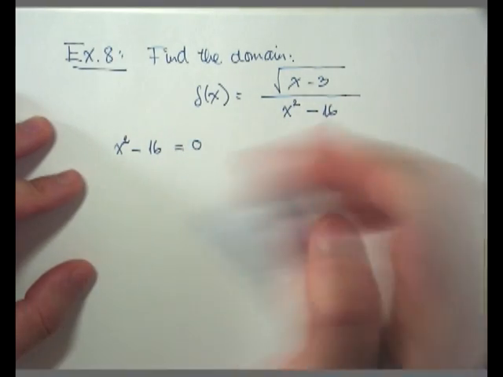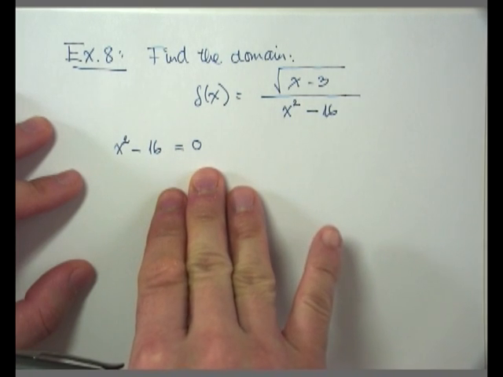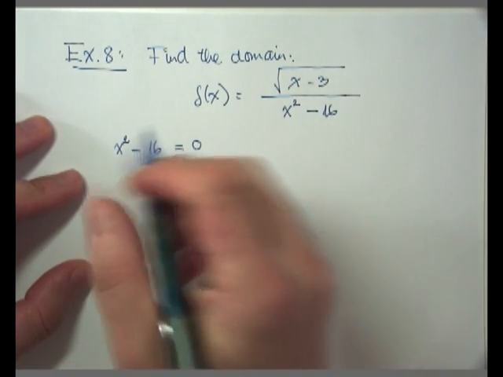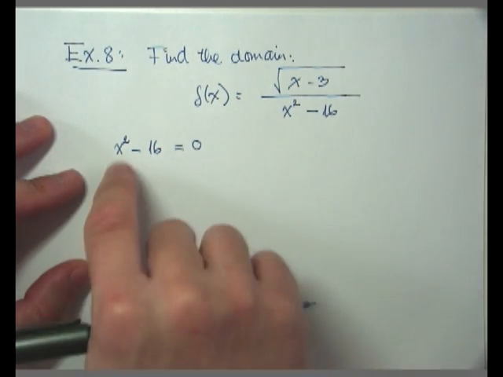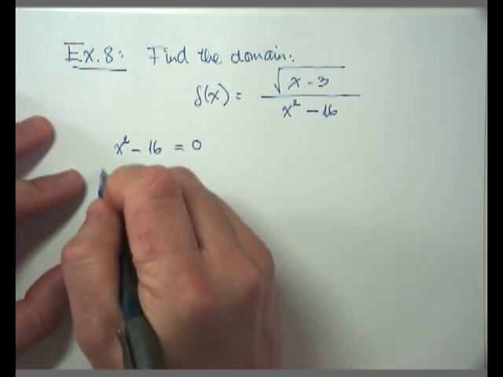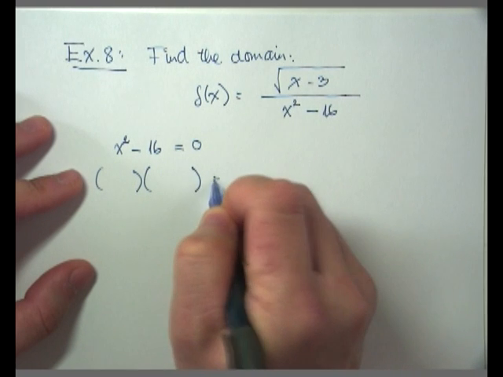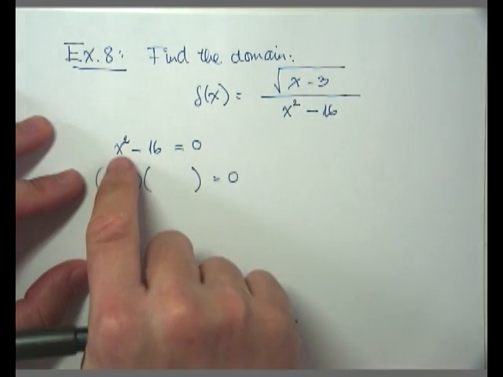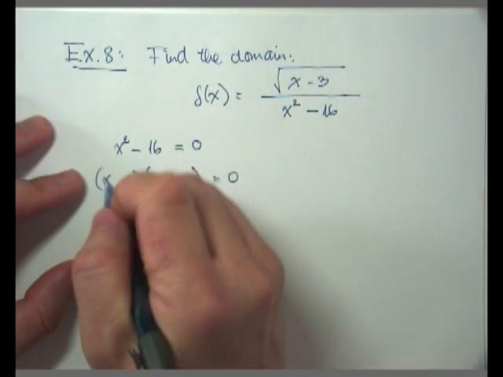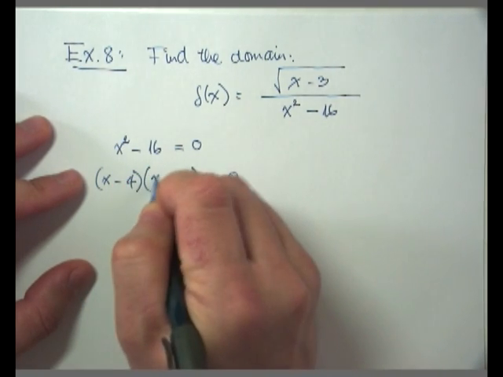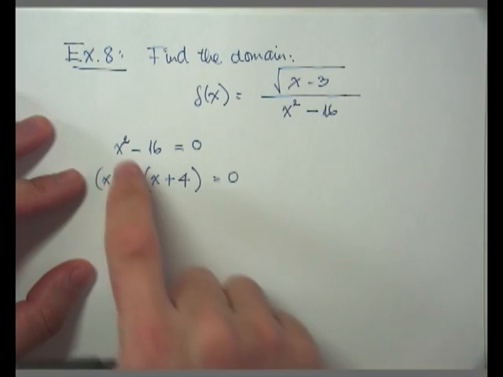In this problem, once again, you have a number of ways to solve this equation. Like in one of the similar examples we had earlier, you can add the 16 to the other side and take the square root on both sides. Here I'm going to try a different approach this time. I recognize x squared minus 16 as a difference of two squares, so I can factor it as x minus 4 and x plus 4.